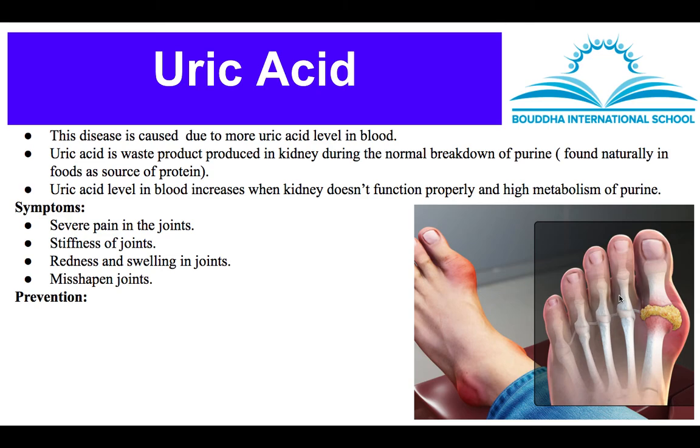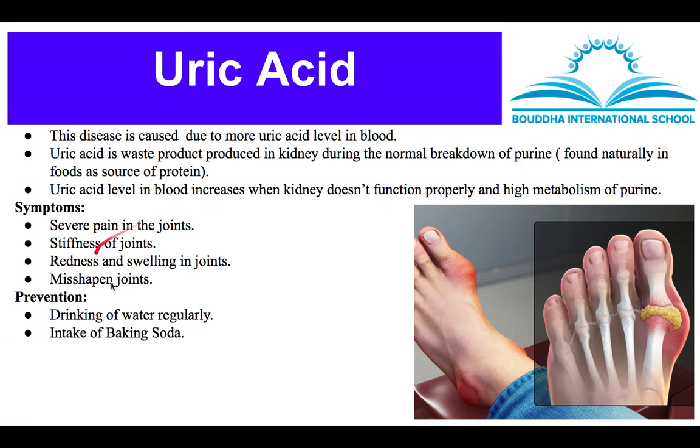And for prevention, one is drinking water regularly, a little water but regularly, frequently. If you drink, then it can prevent this uric acid problem, because if you drink water regularly, then through the urine, that uric acid can be thrown out of the body. So in that way, the uric acid level can be controlled in the blood.